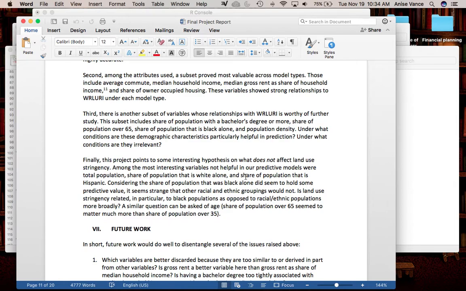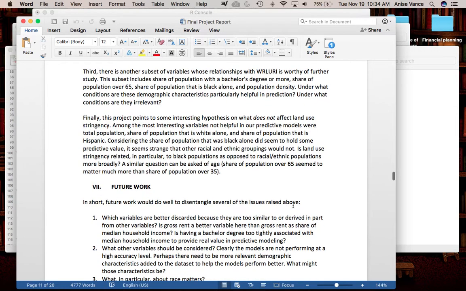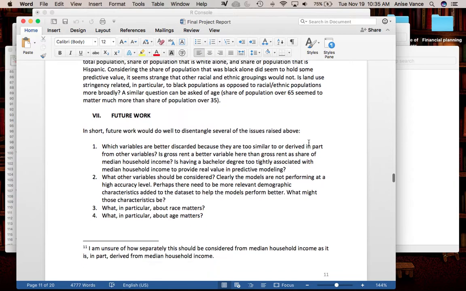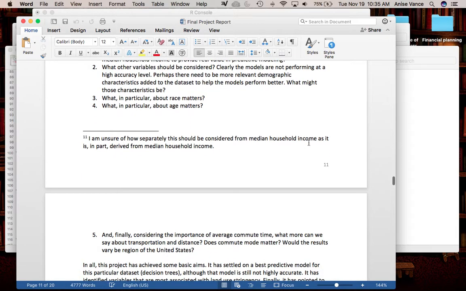And then finally, the project points to some interesting things that don't affect land use stringency. One thing that surprised me was that the share of population that was black alone did have predictive value, but the share of population that was white alone and the share that was Hispanic alone did not seem to have much predictive value. A similar question can be asked of age: the share of population over 65 seemed to matter much more than the share over 35. That could also be something where if we looked at the share of population between 35 and 65, that might matter. So there are different ways to slice and dice this that I think would be helpful.